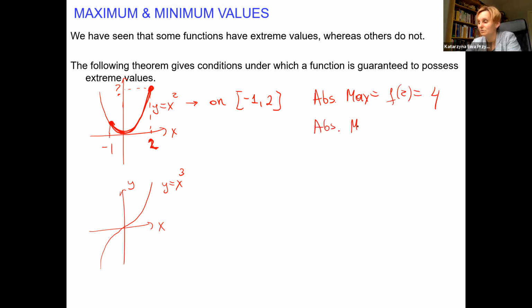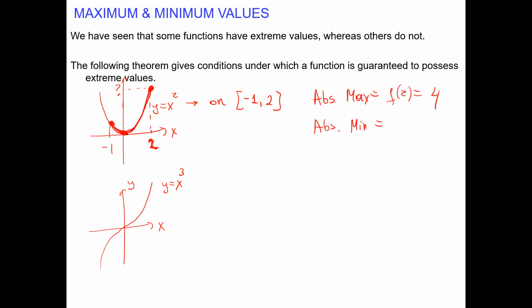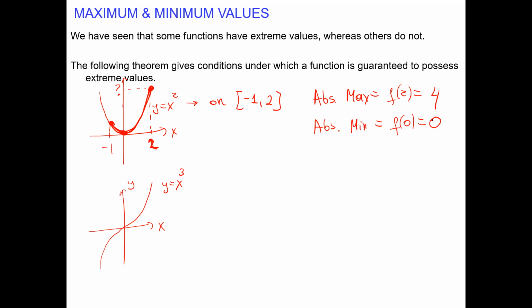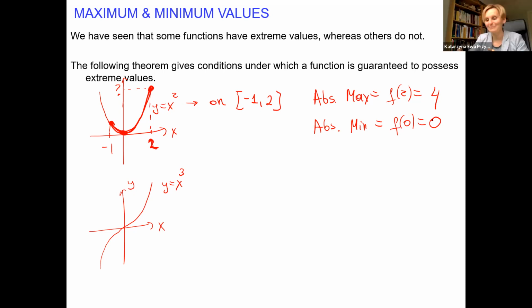What about the absolute minimum? Still 0? Yes, actually it's 0. We can definitely identify, as soon as we have a continuous function and I restrict the domain, then there's no question, we will always find the highest and the lowest point. However, what happened from the calculus point of view?